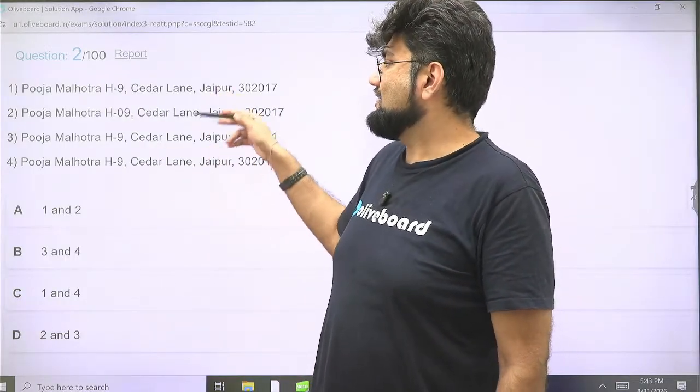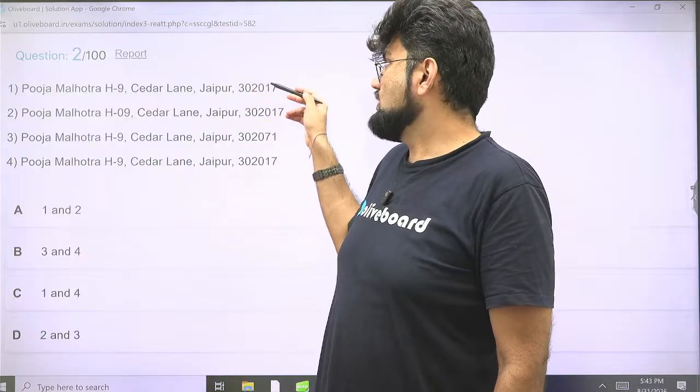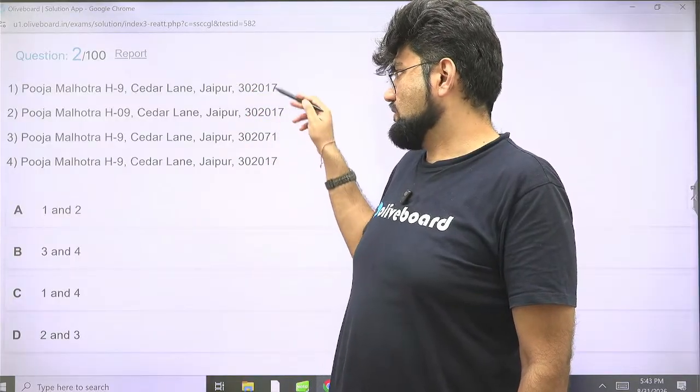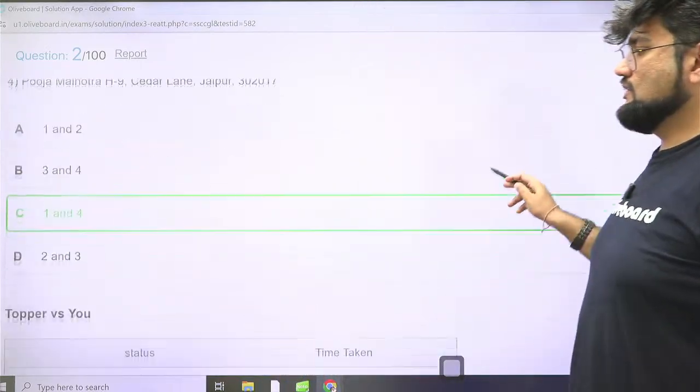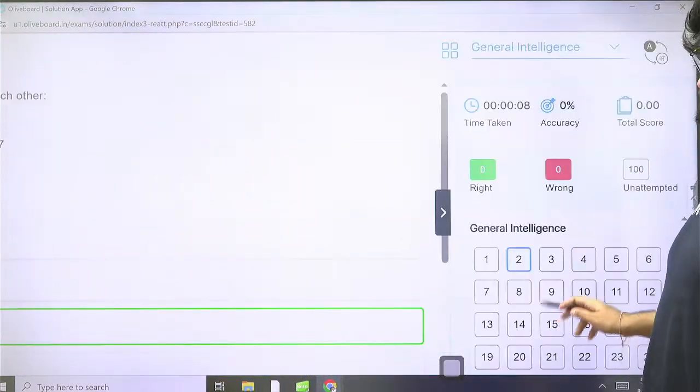So Cedar Lane, Jaipur, 177117. So 1717, option 1 and 4 are the same. Option C is the correct answer. Cool, simple. Always vertical observation helps you out. 24 seconds. Next.